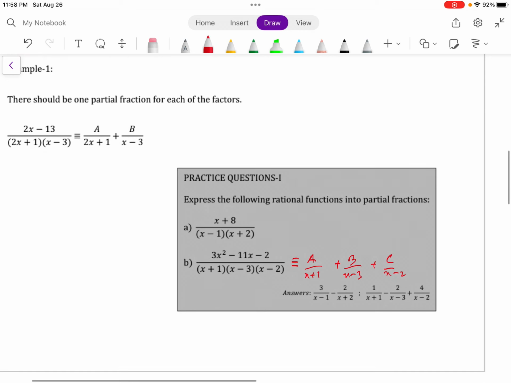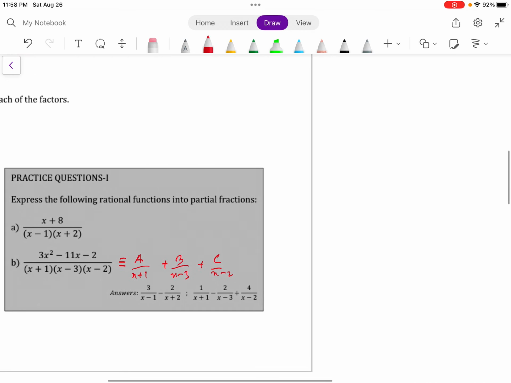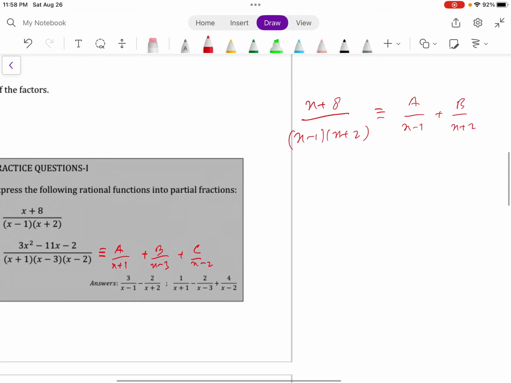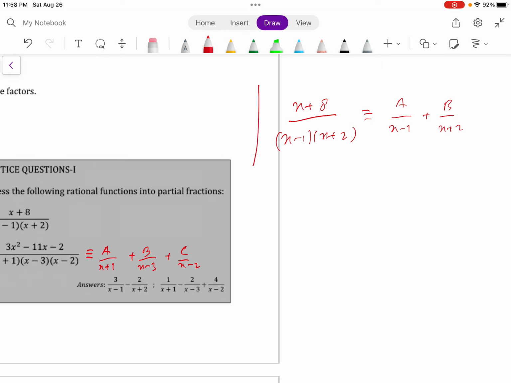So I'm going to do the simpler example right now. It's x plus 8, part A, over x minus 1 and x plus 2. So according to the rule, we have to let A over x minus 1, the first factor, plus B over x plus 2, the second factor. So now, in order to convert this rational function into its partial fractions, we only need to find A and B values. So to find the A and B values, what can we do?